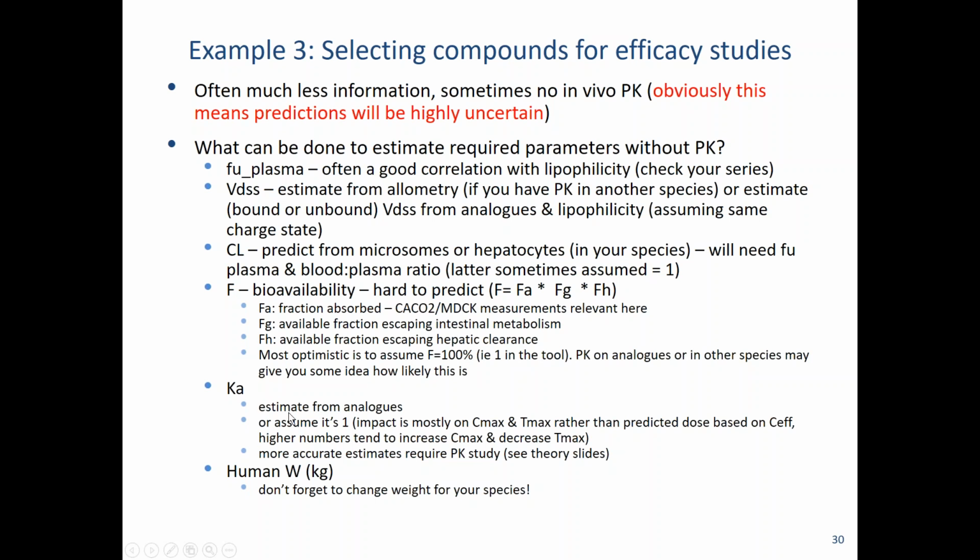Ka is the absorption rate constant. You could take a look at analogues if you've had those measured in PK. You could assume it's 1. It varies between somewhat less than 1 and up to about 10 or so. What does Ka do? The impact is mostly on Cmax and Tmax. For high values of Ka, Cmax might be a bit higher, so you get a higher peak, and Tmax might be a bit earlier, but it tends to affect the AUC a little bit less, and the trough concentration a little bit less. So it depends what your objective is. If you assume a certain value, you're probably not going to get a very realistic estimate of what Cmax or Tmax might look like, but for dose prediction it might not be too far off.